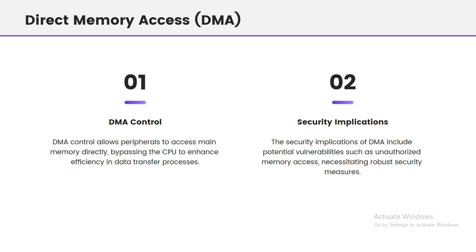DMA, direct memory access. It has two aspects. DMA control. DMA control allows devices to access main memory directly, bypassing the CPU to enhance efficiency in the data transfer process. Security implications. The security implications of DMA include potential risks such as unauthorized memory access, necessitating robust security measures.